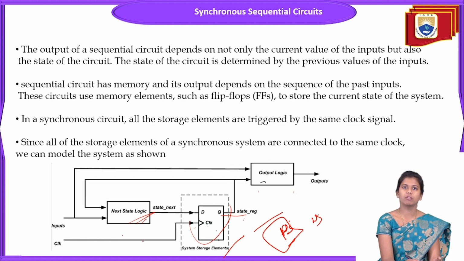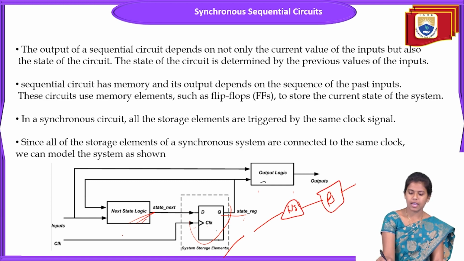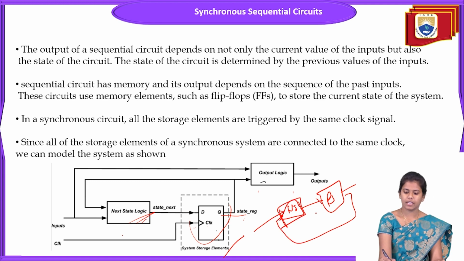If you observe, in sequential machines we have a feedback, isn't it? This is the next state, this is the present state, and this is the output. So this is how the diagram shows it. This is the next state output, this is the present state output, and this is the output. This is the feedback element.